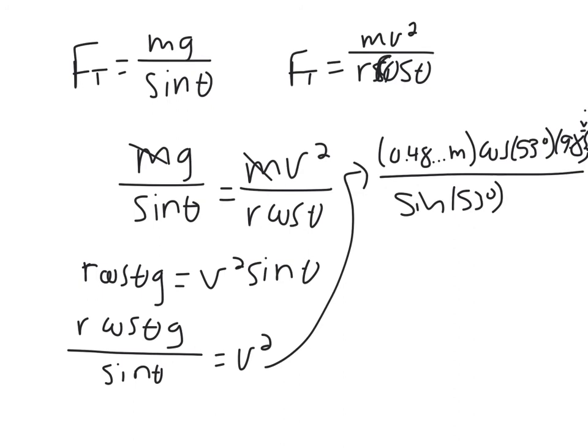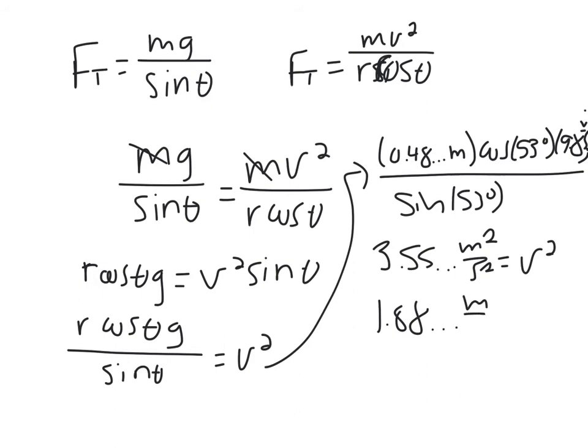Multiplying this, we get 3.55, keeps on going, meters squared per second squared, equaling v squared. Square root of that, 1.88, keeps on going, meters per second equals v. So with only one sig fig, the speed is approximately 2 meters per second.